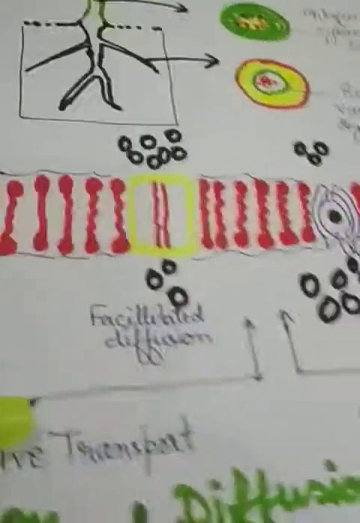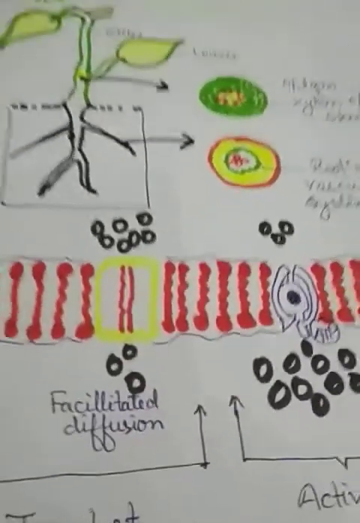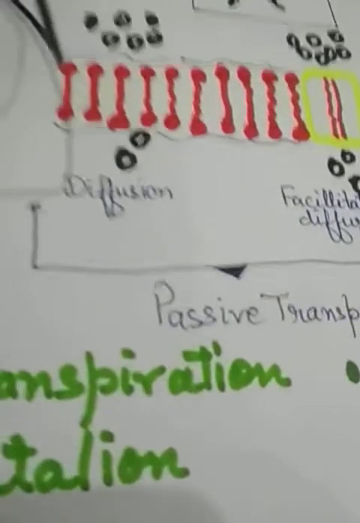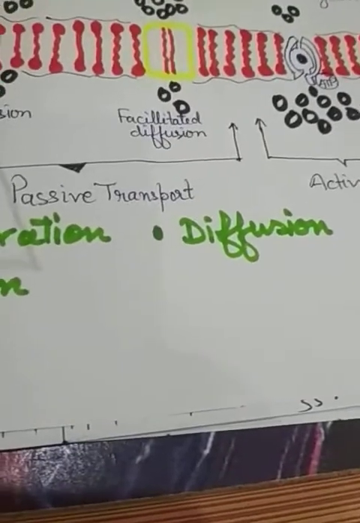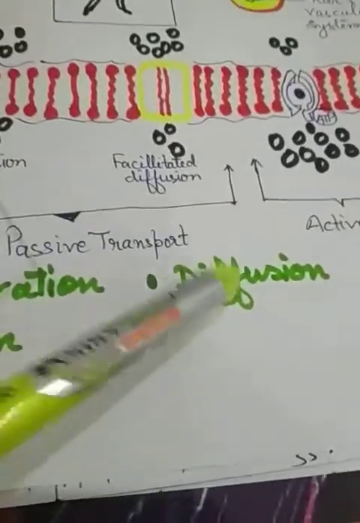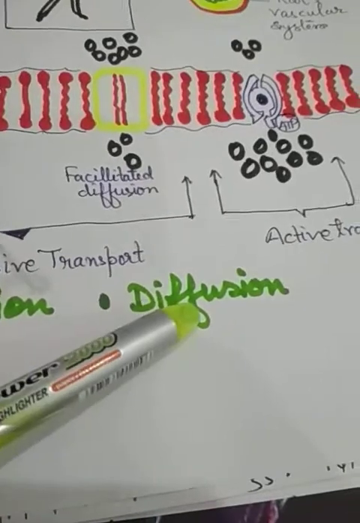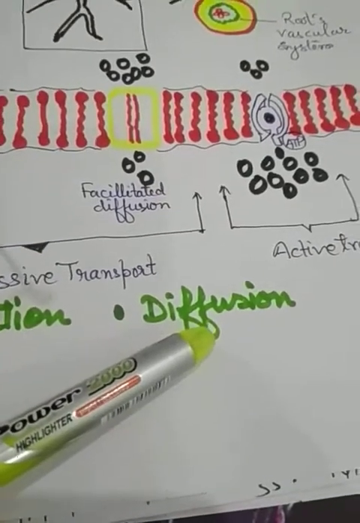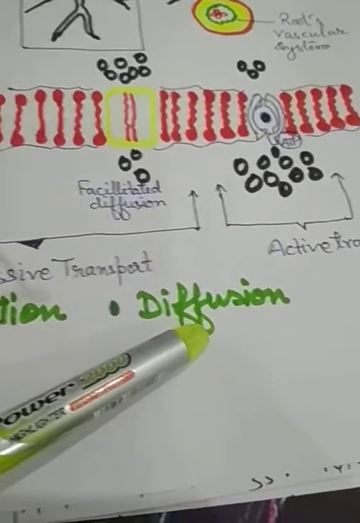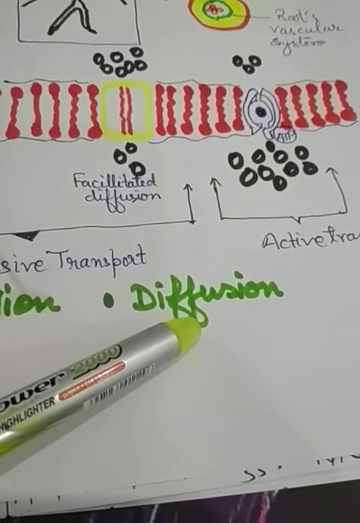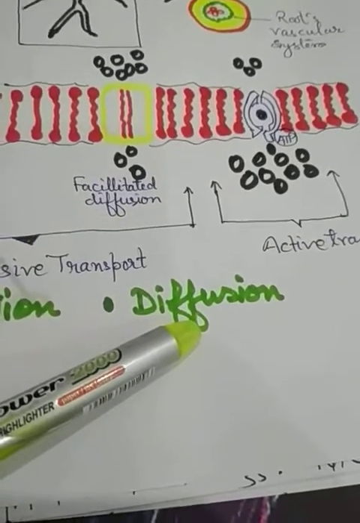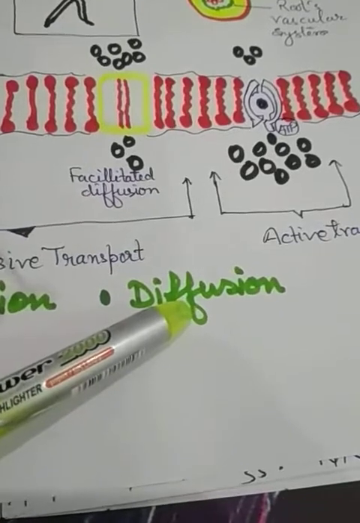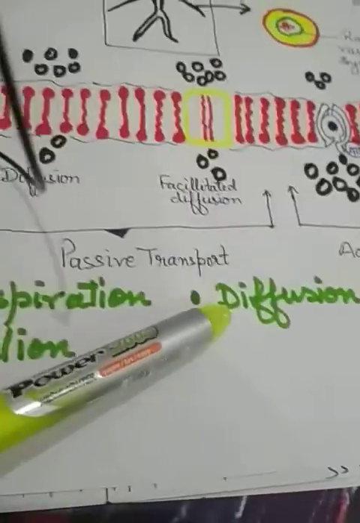Now come to the points. There are three points in transportation in plants, and these are very important points. First, diffusion, as you are looking. Diffusion means anything that diffuses through the cell membrane, either of the root, the stem or the leaf, or the stomata, whether that is gas or water, etc.